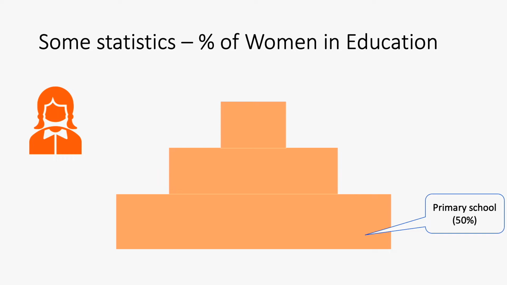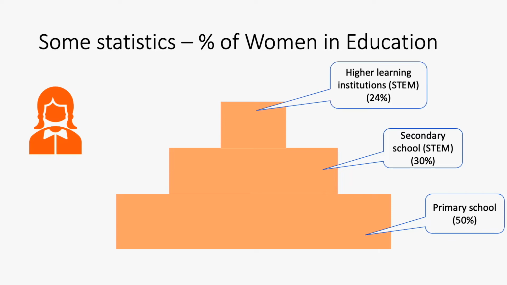If you go next again, we see that it becomes smaller, right? We go to secondary schools, and it is smaller in science subjects: science, technology, engineering and mathematics. That's where we have a much smaller number of women. And then if we think about higher learning institutions like universities and colleges, the percentage is even smaller. We have around 24% of women in higher education in the science subjects.